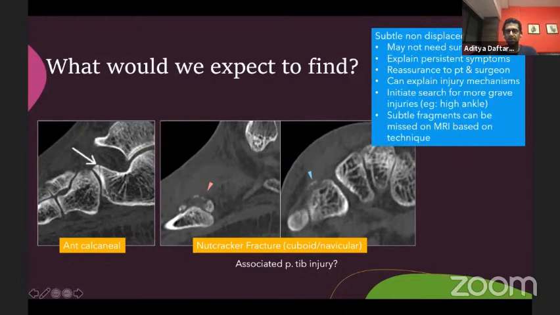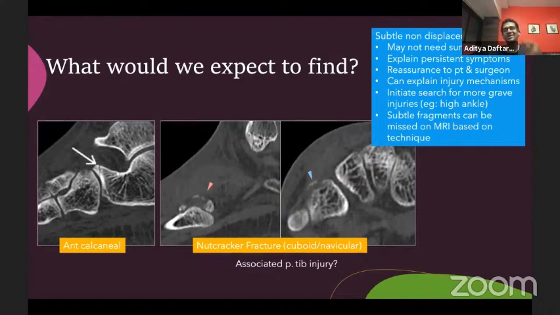So I think the thing that really needs to be driven home over here is that in patients who have a so-called normal radiograph, we can identify subtle non-displaced fractures. While many of these fractures do not need surgery, they do explain somebody's persistent symptoms. They provide a great way of reassuring the patient as well as the surgeon that nothing else needs to be done. They help you to explain or understand injury mechanisms. How did the patient get injured? What was the injury that happened? It initiates the search for more grave injuries.